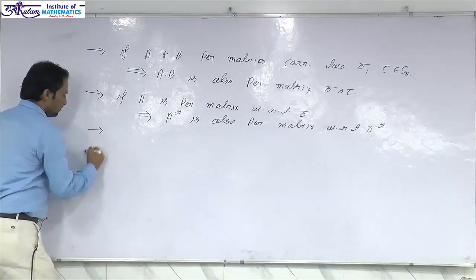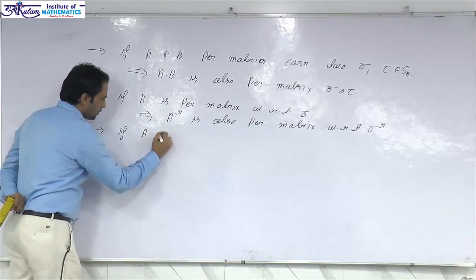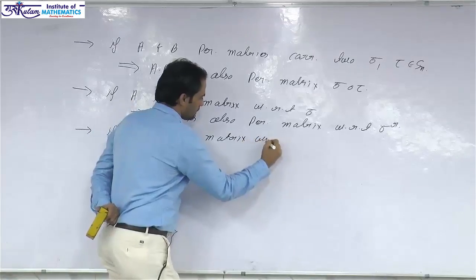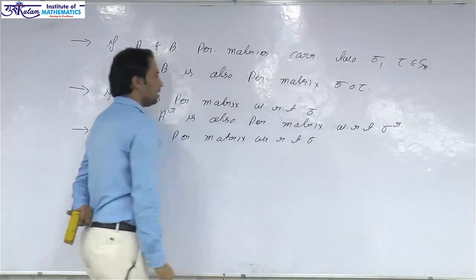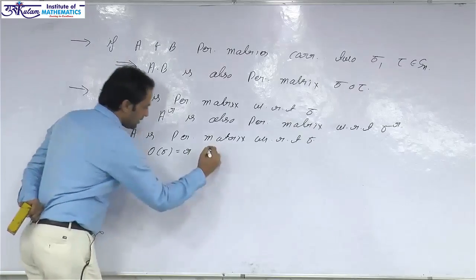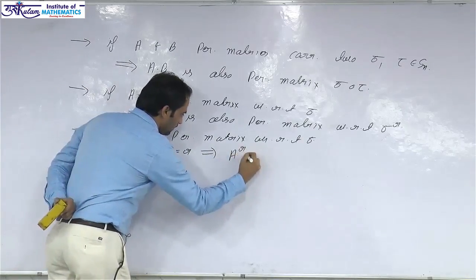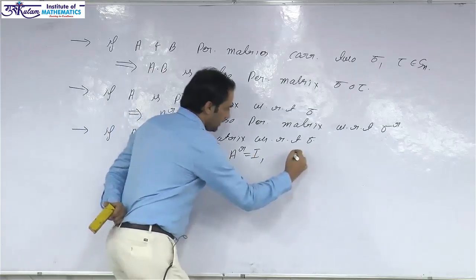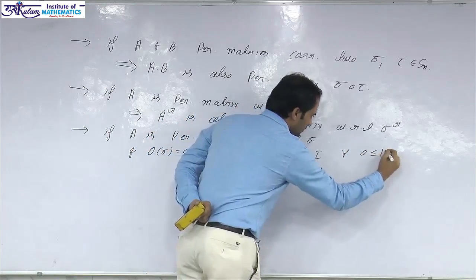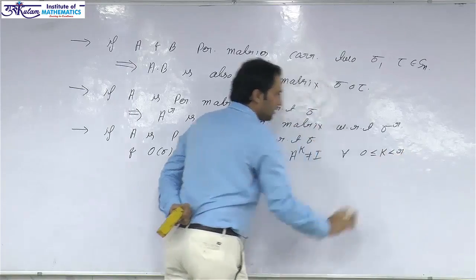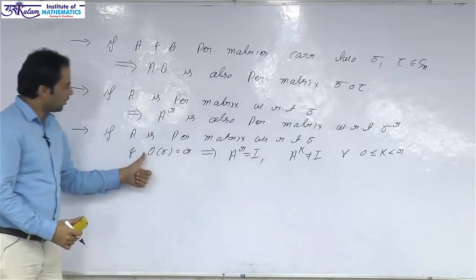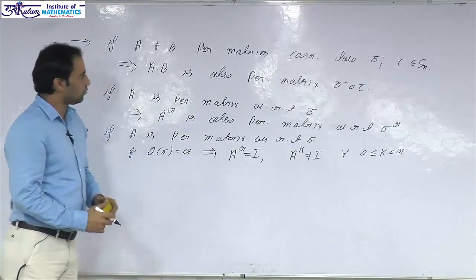And the third property is, if A is a permutation matrix with respect to sigma and the order of sigma in Sn is R, then this always implies A to the power R must be the identity matrix and A to the power K is never the identity for every 0 less than K strictly less than R. That is, the least natural power of A which produces the identity is the order of sigma. So this is the third property of permutation matrix.